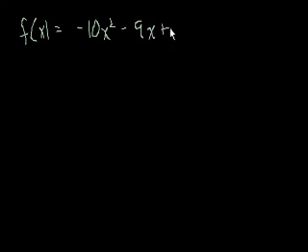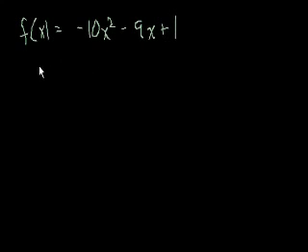Let's say we had f of x is equal to minus 10x squared minus 9x plus 1. Well, when I look at this, even if I were to divide by 10, I would get some fractions here. It's very hard to imagine factoring this quadratic, and that's why it's actually called the quadratic equation, or this second degree polynomial.